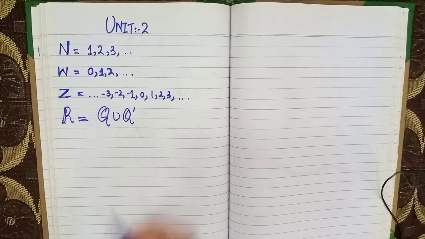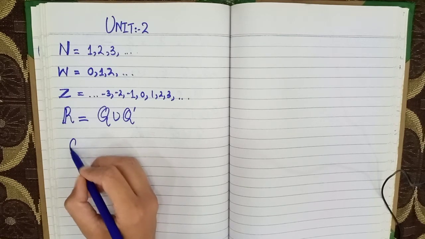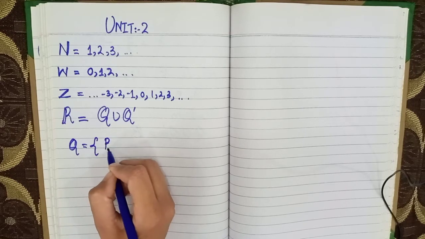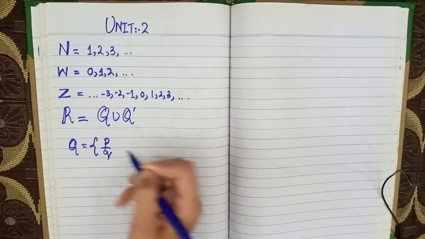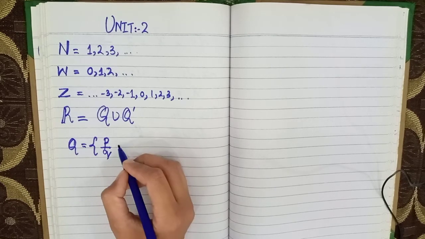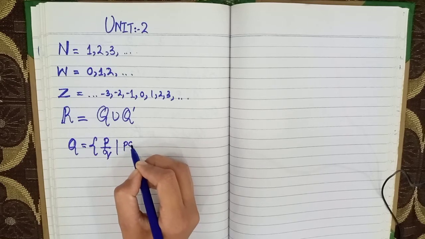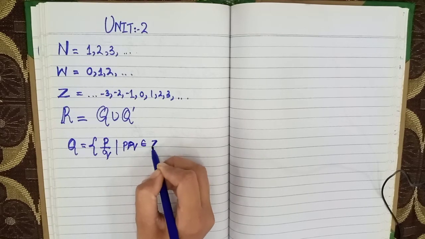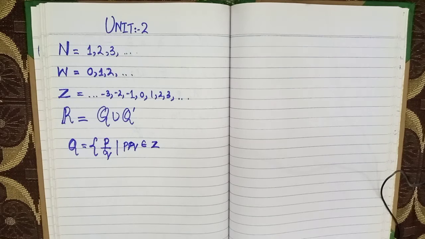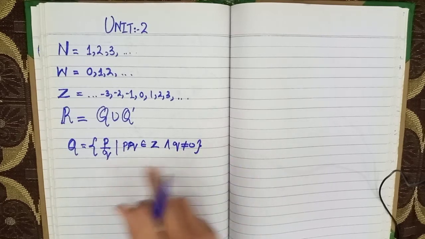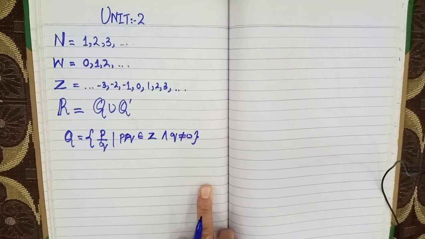Now we will discuss what a rational number is. Rational numbers are all those numbers that can be the ratio of any two numbers, p by q, such that p and q belong to integers, that can be negative, sorry for that, and q should not be equal to 0. This is the basic definition of rational numbers.